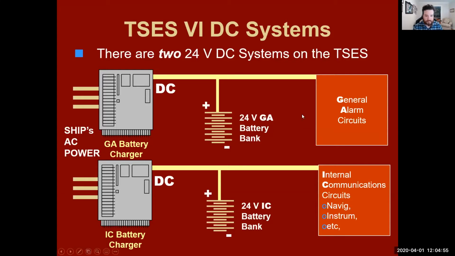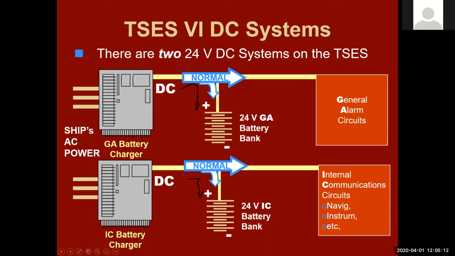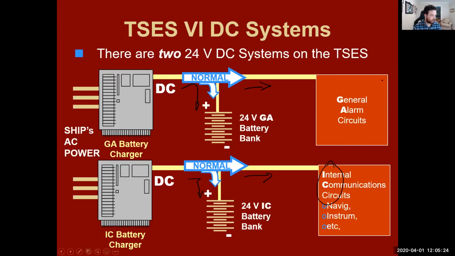Okay. All right. So normal operations, like we talked about, normal full operations where we have shipboard power, is going to be charging the batteries. So we're sending electric current to both of these battery banks. And then also we're sending it out to the general alarm, and also our internal communication circuit. This is normal operations.